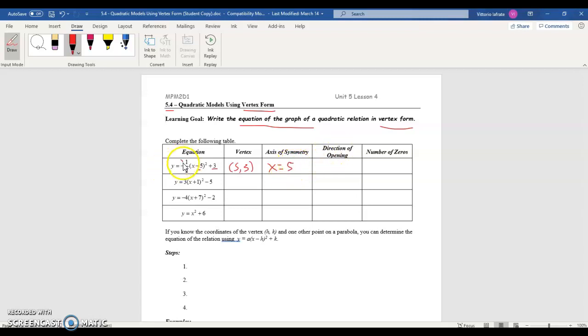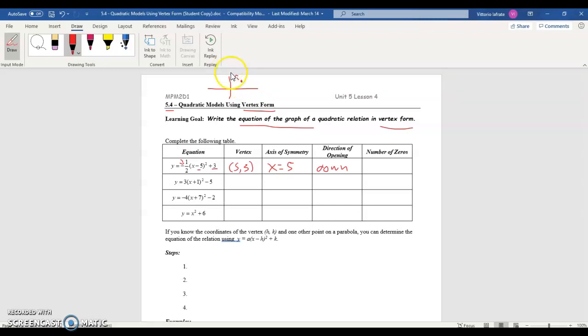Direction of the opening, well, since there's a negative over here, this means that the direction of the opening is down. So our next step is to figure out the number of zeros. How many zeros are there? Basically, how many times does the parabola hit the x-axis? So let's see if we can figure that out based on some information that we have here. Our vertex is 5, 3. I'm just going to do a quick rough estimate. 5, 3 is over here somewhere. The parabola opens downwards, so it's not going up, but it's going down.